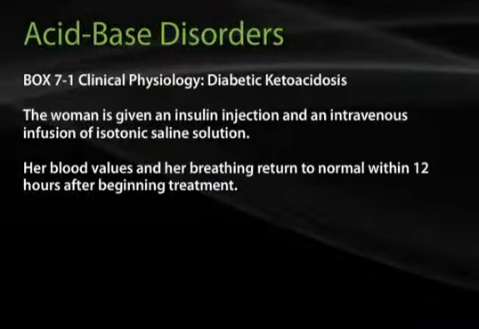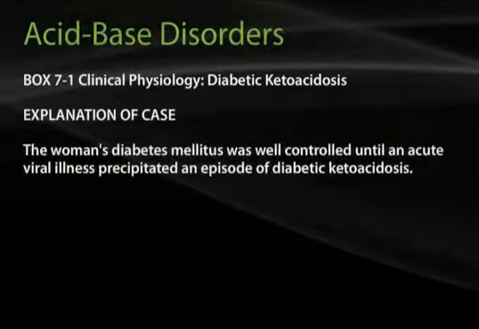The woman is given an insulin injection and an intravenous infusion of isotonic saline solution. Her blood values and her breathing return to normal within 12 hours after beginning treatment. How did this occur? And let's walk through further explanations.